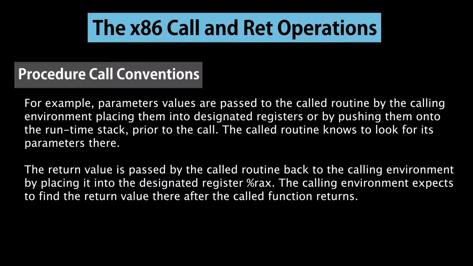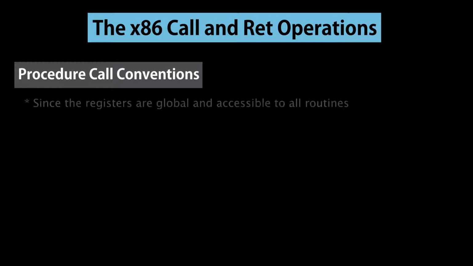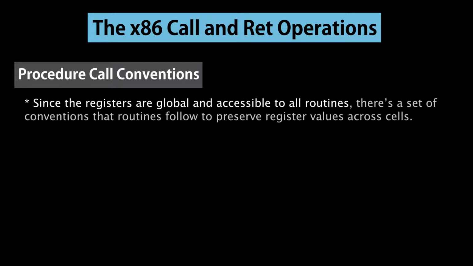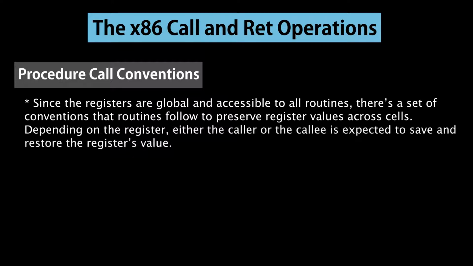The calling environment expects to find the returned value there after the called function returns. There's one further aspect of the procedure calling mechanism that's worth mentioning. Since the registers are global and accessible to all routines, there's a set of conventions that routines follow to preserve register values across calls. Depending on the register, either the caller or the callee is expected to save and restore the register's value. We'll discuss these aspects of the procedure calling mechanism only in passing in this video, but let's get on to call and return.